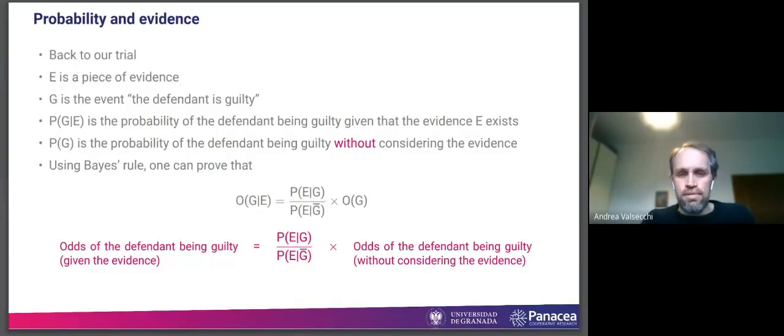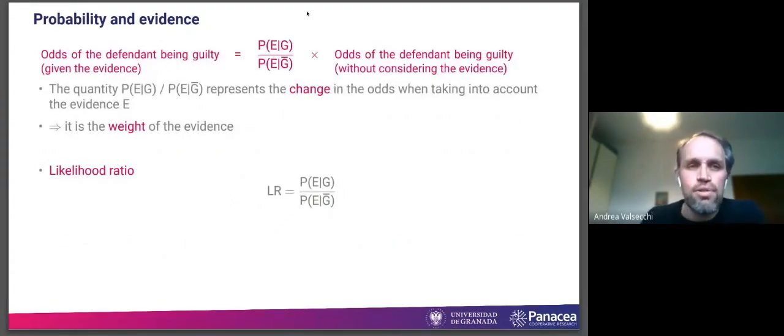So I'm going to put this formula on the top of the page. What I am saying is that this ratio, this quantity, represents the change in the odds before and after. So the odds, before I consider the evidence, are a certain way, and then to update or change the odds and consider the evidence, I multiply by this ratio. And of course, this ratio is the likelihood ratio, as you might have guessed.